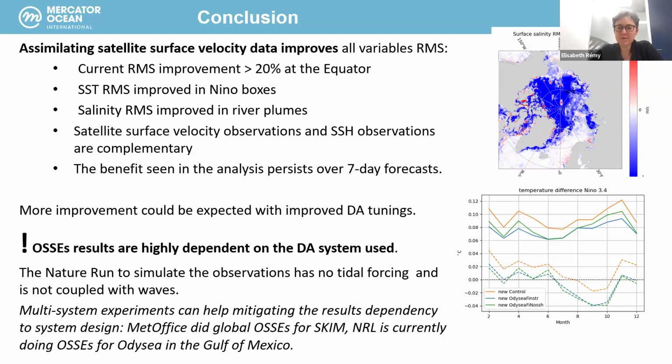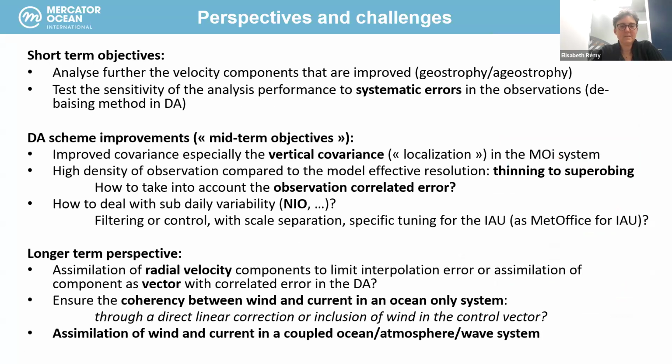So for example, there was the Met Office, and Jenny will present the results next week. And there is also the NRL, which is currently running OSSE for Odysea in the Gulf of Mexico. And we will have the opportunity to compare our results because it's regional, higher resolution, but it seems that they already have kind of similar results, difference between U and V. And the fact of having multi-system experiments can really help to mitigate the result dependency on the system design. So I think we have plenty of perspectives and challenges, so it's kind of a long list.